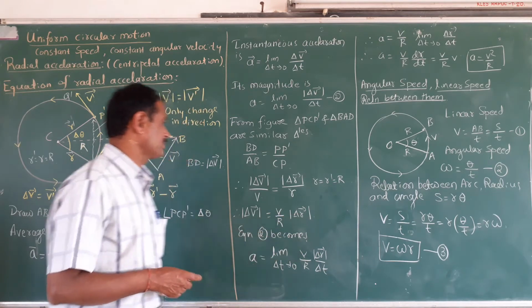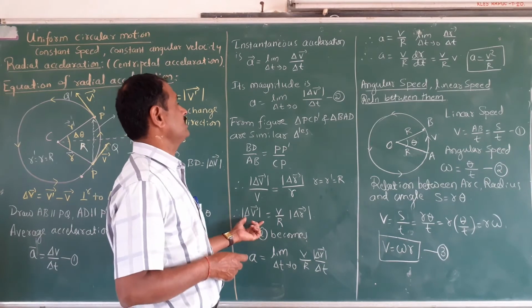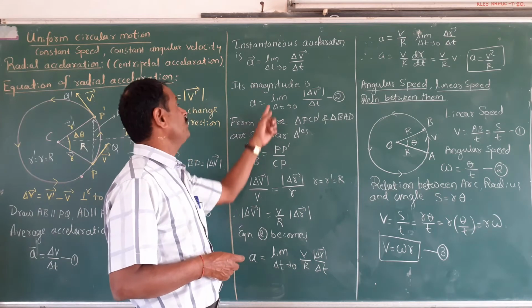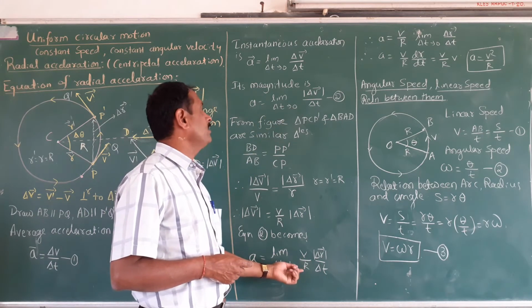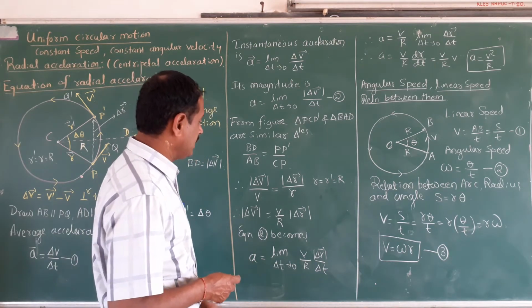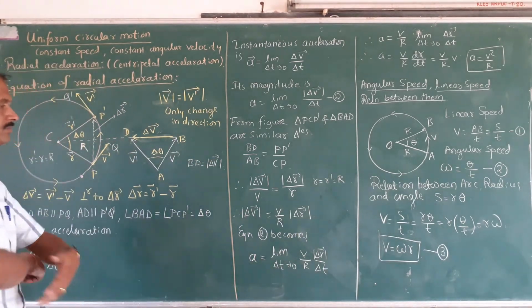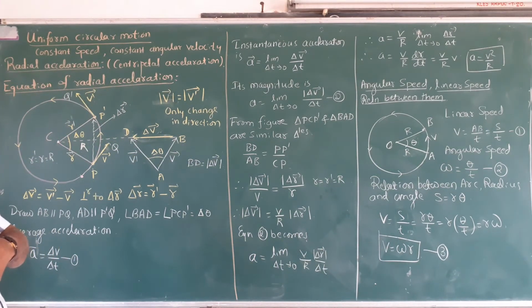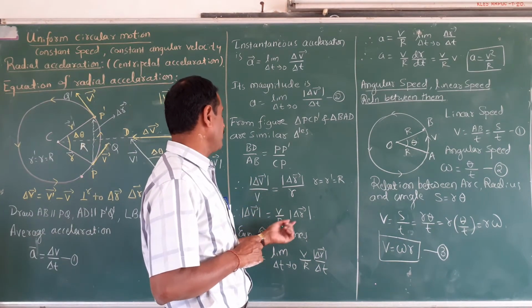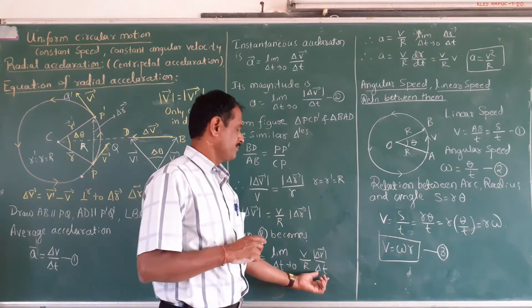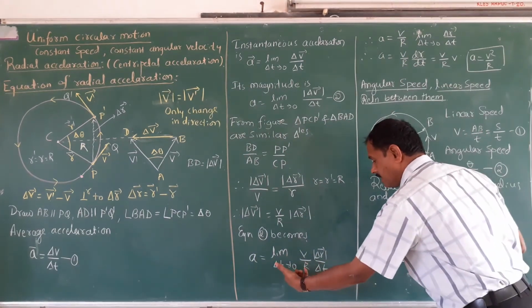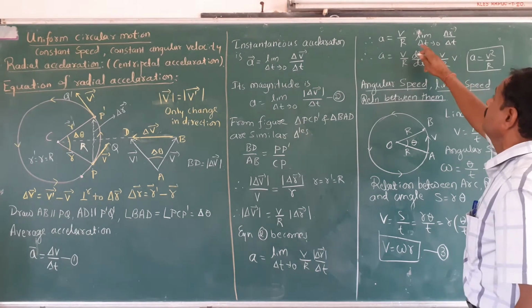Now equation 2 becomes this. You substitute the change in the velocity delta V in equation number 2. Now A is equal to the limit of delta t tends to 0, V divided by R, times delta R by delta t. Delta V is V divided by R times delta R. So A is equal to V by R. You apply the limit here.